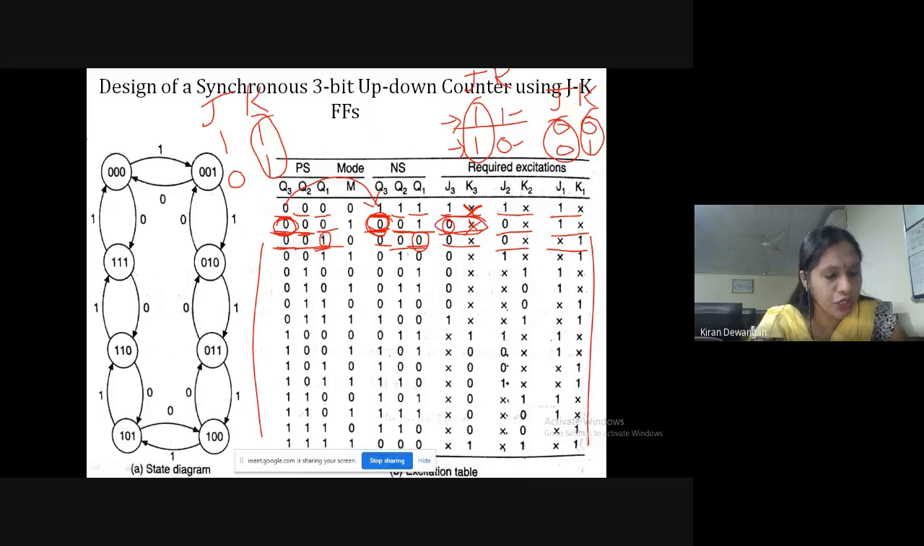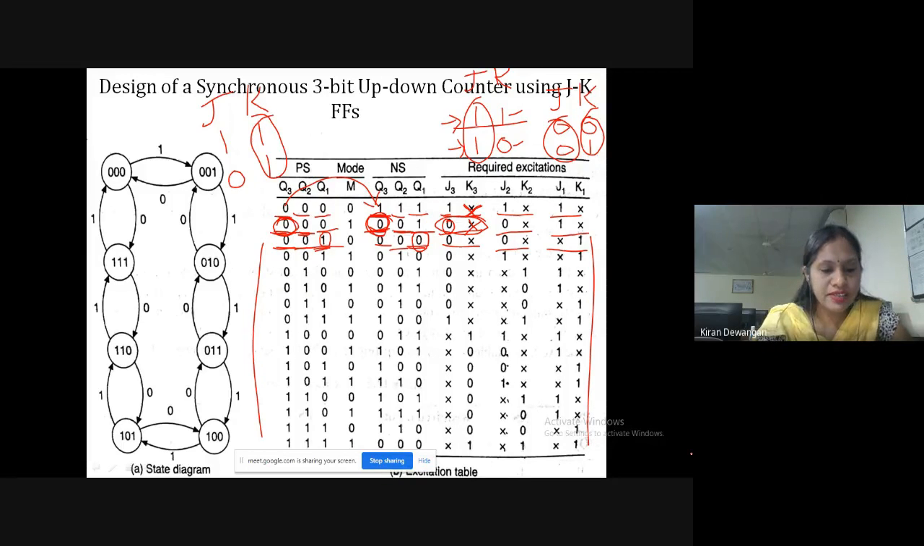Everyone, do I need to explain the complete table? Do I need to explain the complete table or you can write it? Tell me if it is clear, I'll proceed further. Because explaining the complete table will take much time. Do I need to explain the complete table or you'll be able to write it yourself?